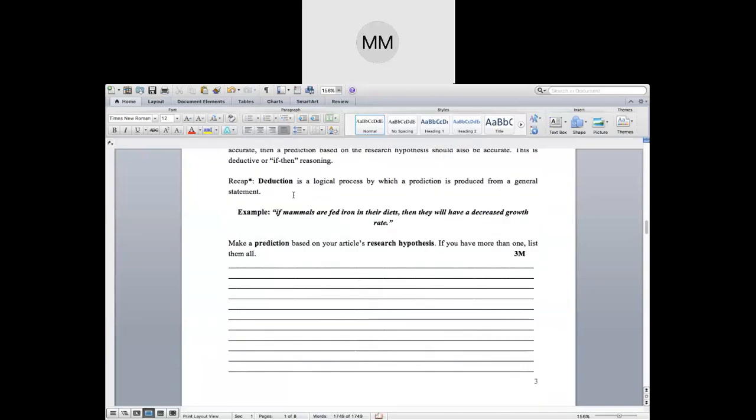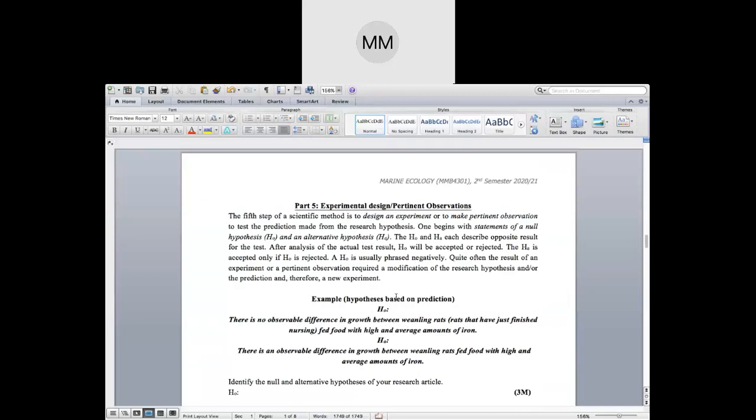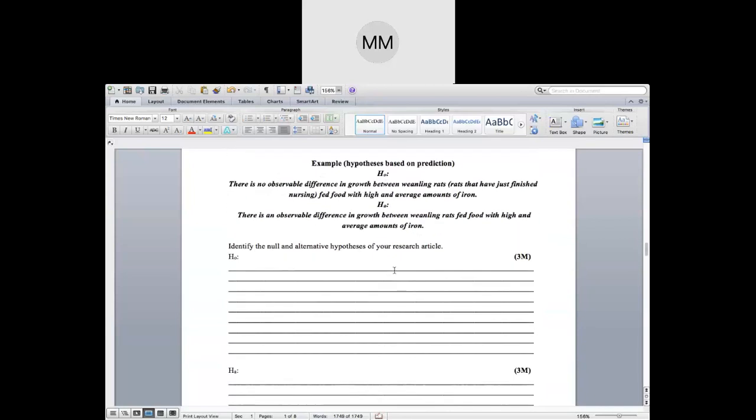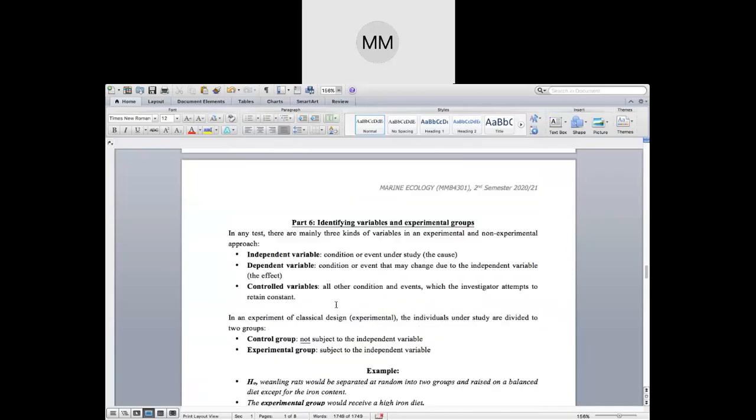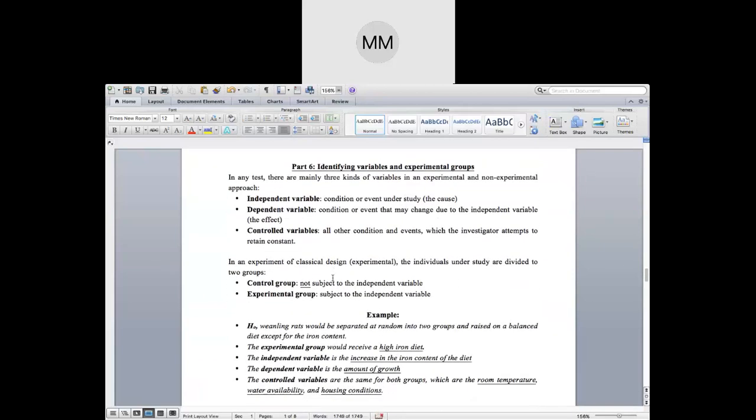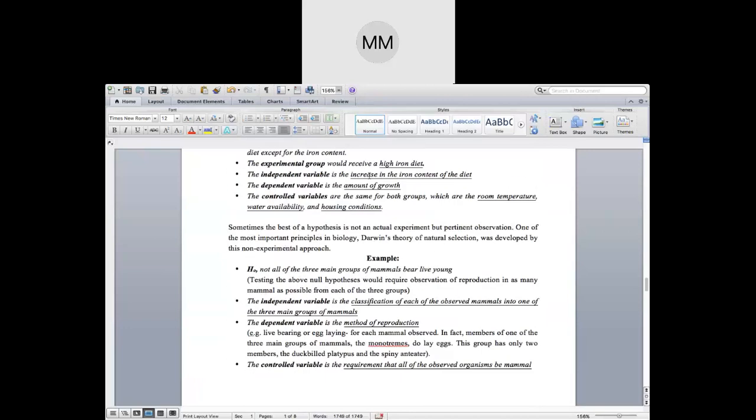This is more like a generalization, but this one is really looking into detail based on the variables that you are going to control and identifying the dependent and independent variables. Again, this is not always a very straightforward answer. So I want to see where you actually read your hypothesis, directly or indirectly, from your article.